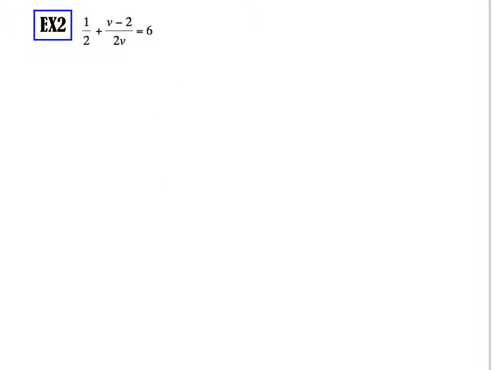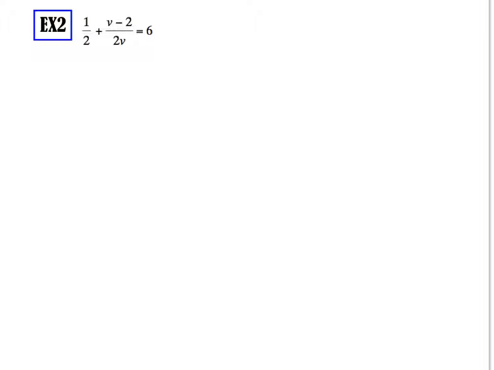All right, so this next one looks pretty simple. 1 over 2 plus v minus 2 over 2v equals 6. So when I look at this, I have 3 parts to my equation. I have 2 parts being added and what they equal to. So what is my common denominator?